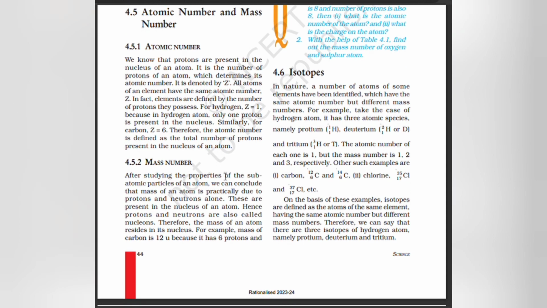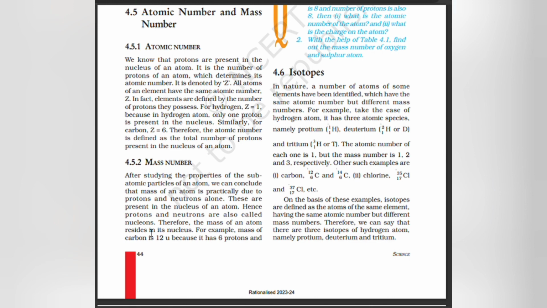Mass number. After studying the properties of the subatomic particles of an atom, we can conclude that the mass of an atom is practically due to protons and neutrons alone. These are present in the nucleus of an atom. Hence, protons and neutrons are also called nucleons. Therefore, the mass of an element resides in its nucleus.